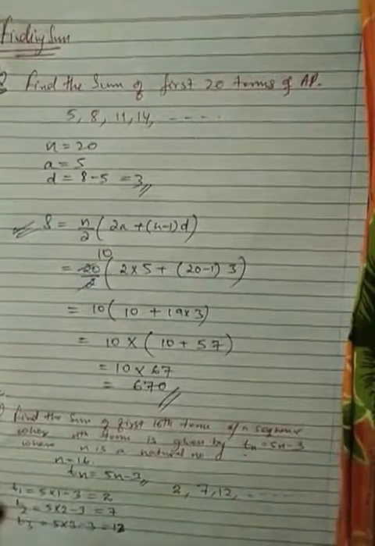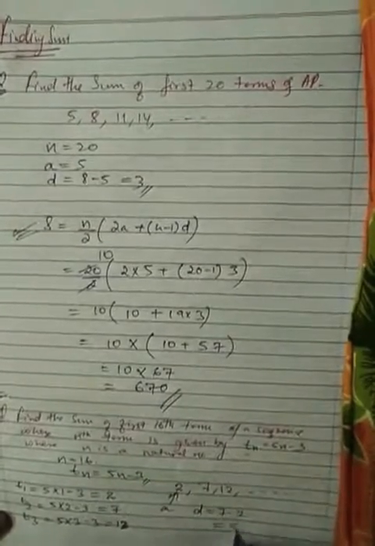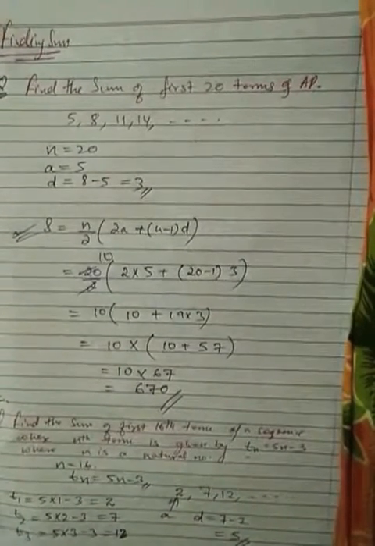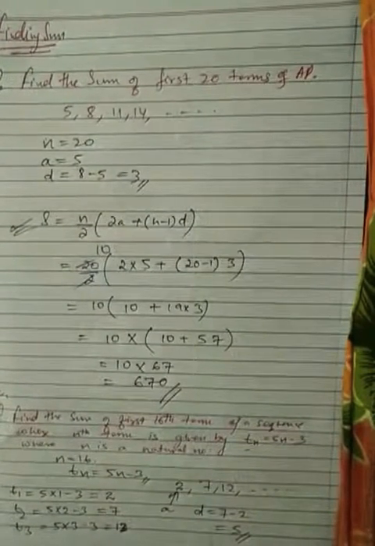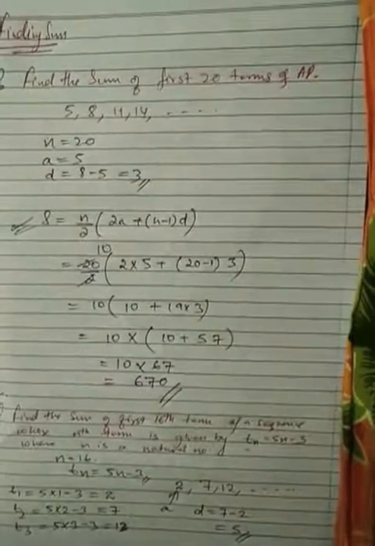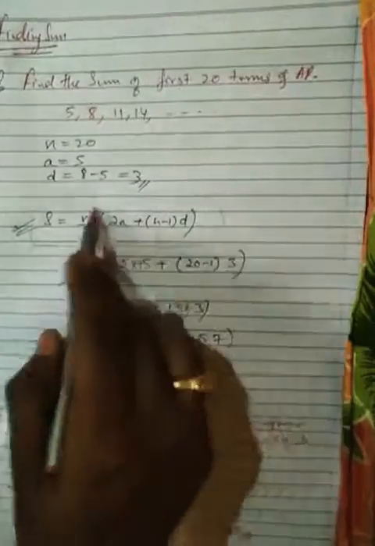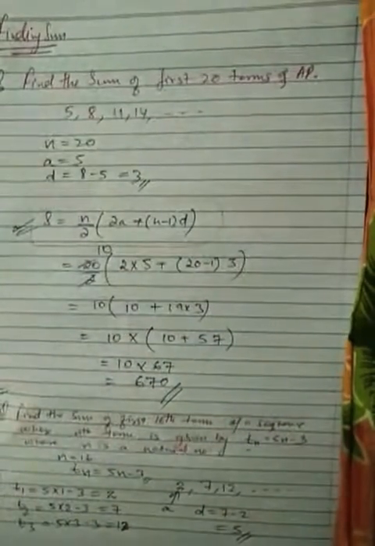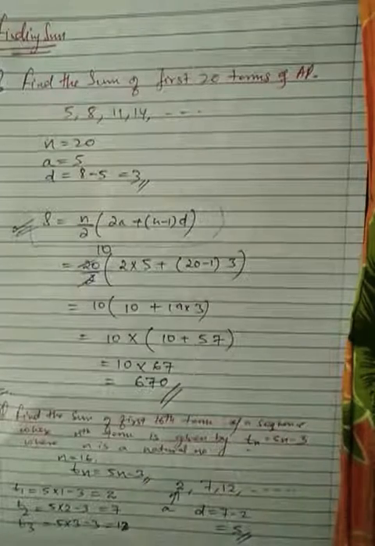Now with this help, we know that a is 2. D is 7 minus 2, which is 5. Clear? So a and d we got. Once we have a and d, we can calculate the sum of 16 terms. We'll be applying the sum formula: s equals n by 2 bracket 2a plus n minus 1 into d. This formula will be applied now.